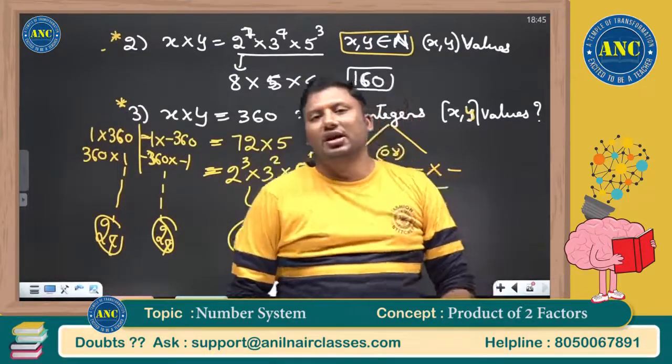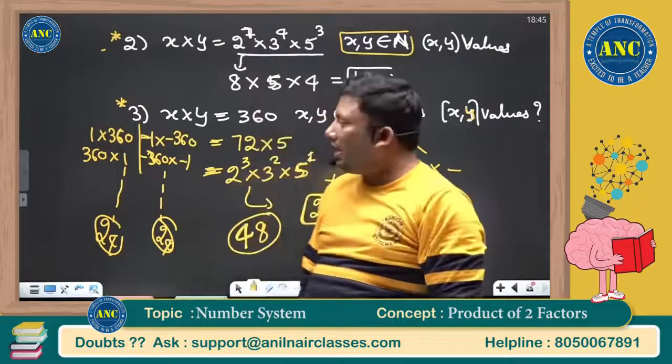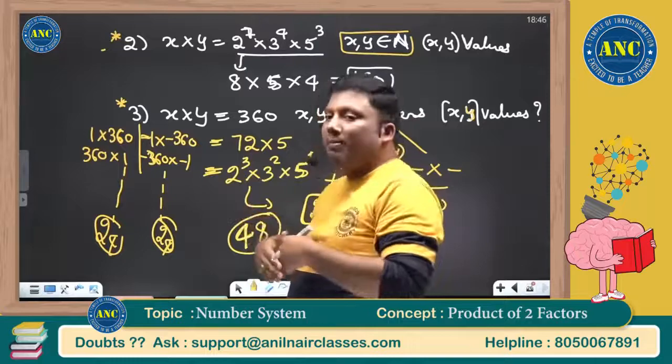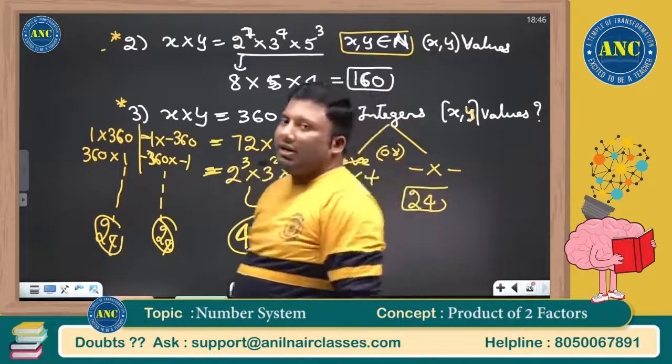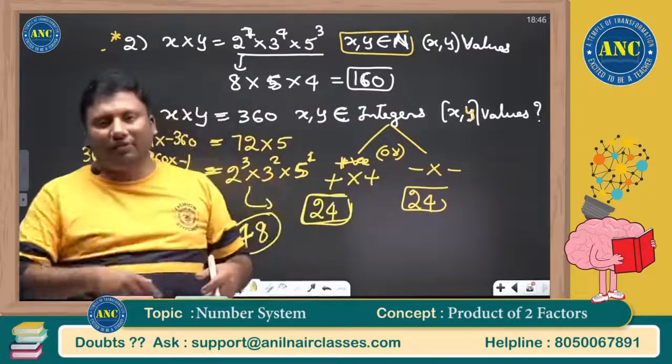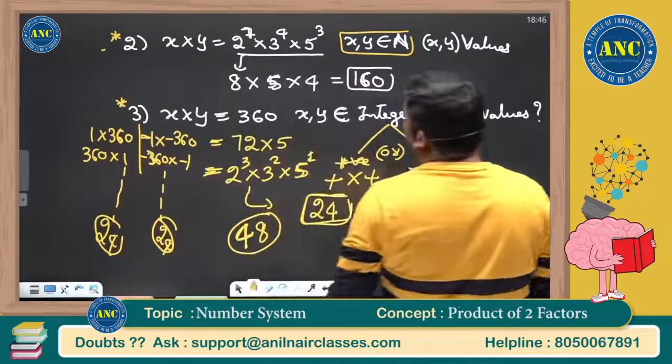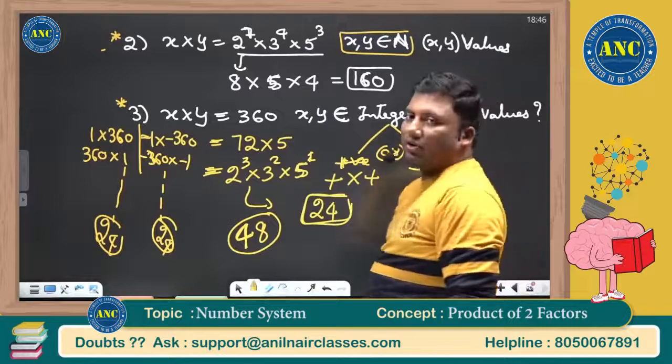Suppose a student says, sir, what if x and y are rational numbers? Rational numbers means so many cases can come. Denominator can be a factor of y. Denominator of y can be a factor of x. It will result in countably infinite. I hope these three questions are clear.